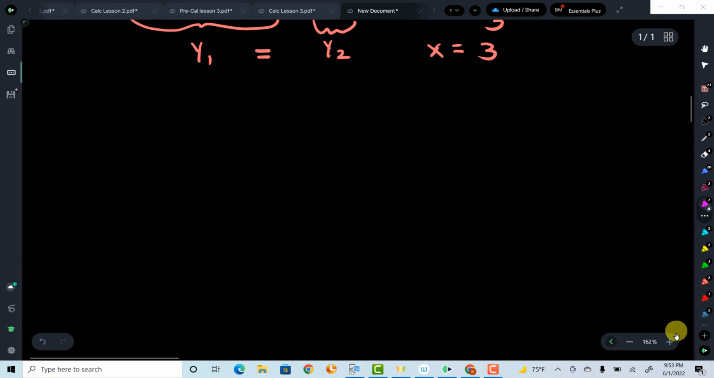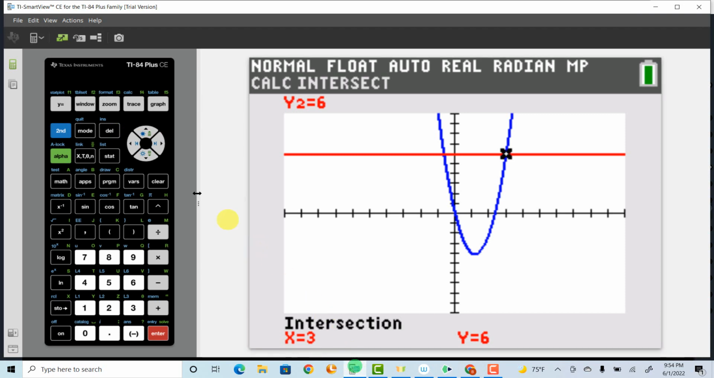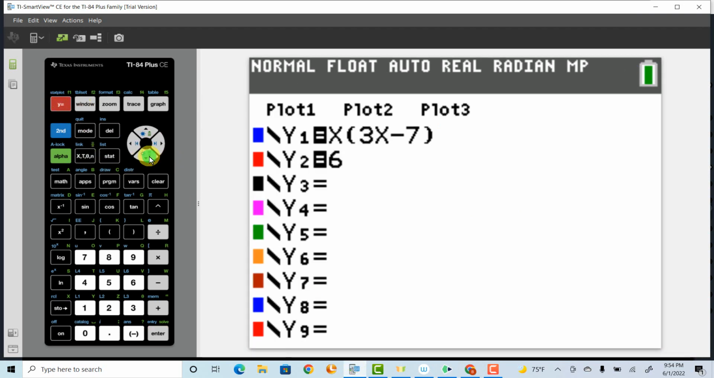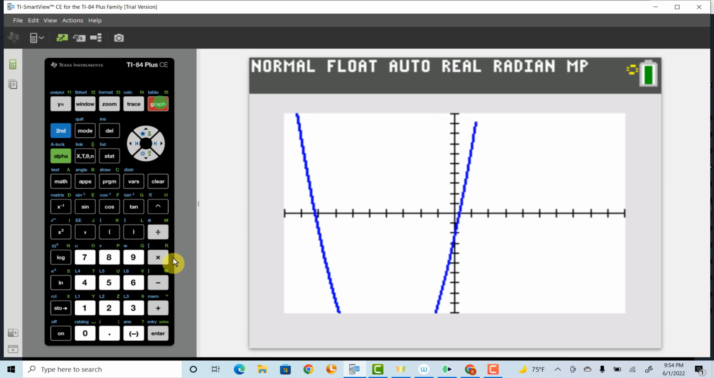Okay, so let's look at another equation. Let's look at x squared plus 8x minus 2 equals 0. So we're going to solve this equation graphically. So we'll go to our graphing calculator, and we're going to clear the contents that are there, right? I just press clear. All right, so we have x squared plus 8x minus 2. So let's graph that.